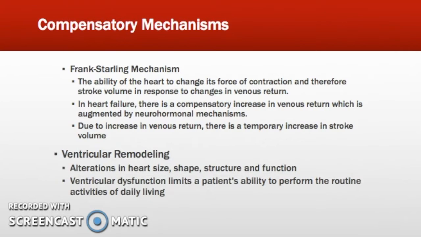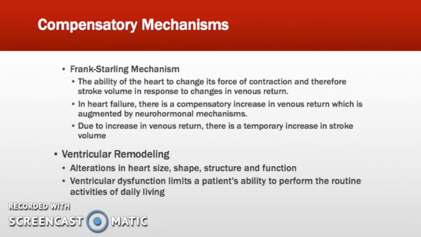Additional compensatory mechanisms include the Frank-Starling mechanism and ventricular remodeling. The Frank-Starling mechanism is the ability of the heart to change its force of contraction, and therefore stroke volume, in response to changes in venous return. In heart failure, there is a compensatory increase in venous return, which is augmented by neurohormonal mechanisms. Due to the increase in venous return, there is a temporary increase in stroke volume.